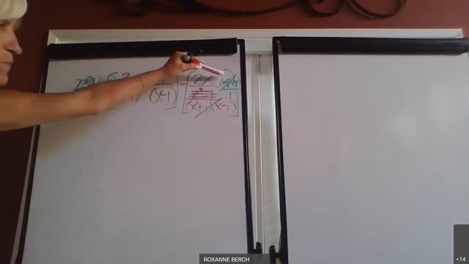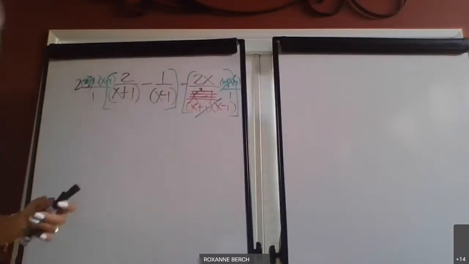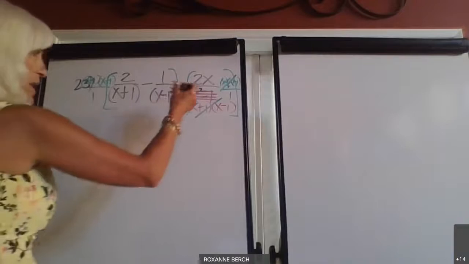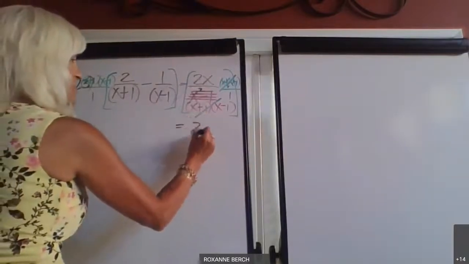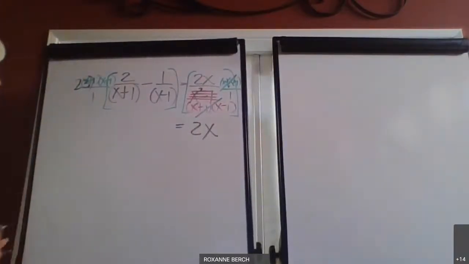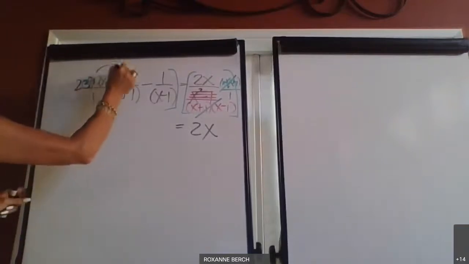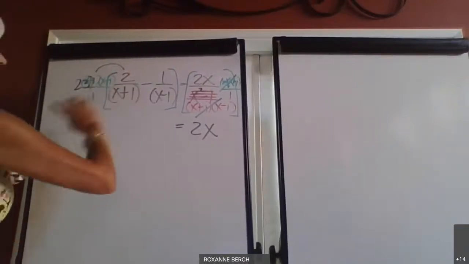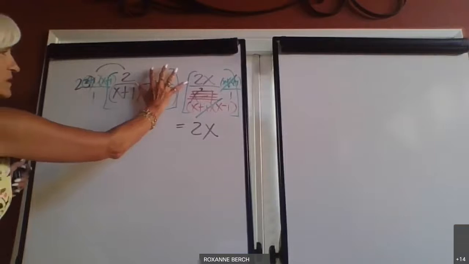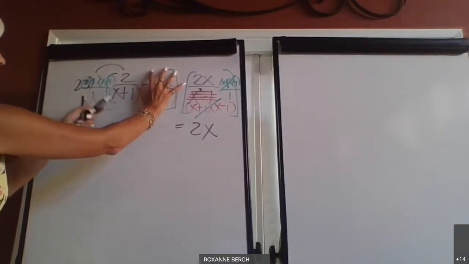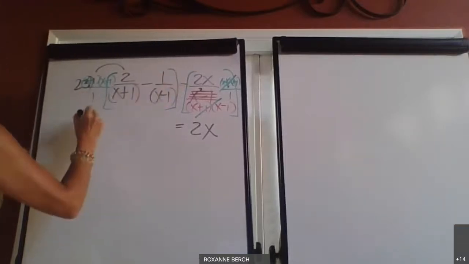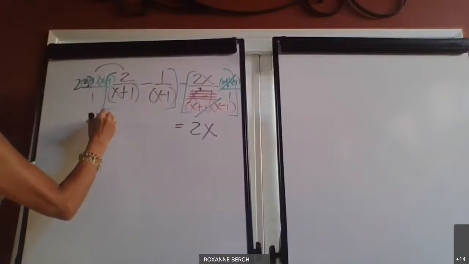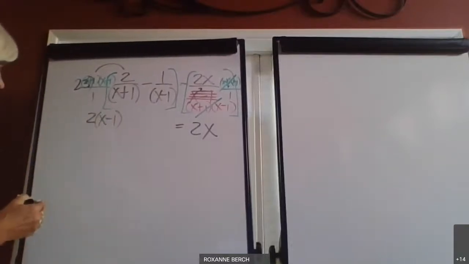X plus 1 times x minus 1 on the top cancels with x plus 1 times x minus 1 on the bottom. So we end up with 2x times 1, which is just 2x. So that turned out nice. Over here, we have to treat this as two separate problems. So your x plus 1 cancels, but you end up with 2 times x minus 1.